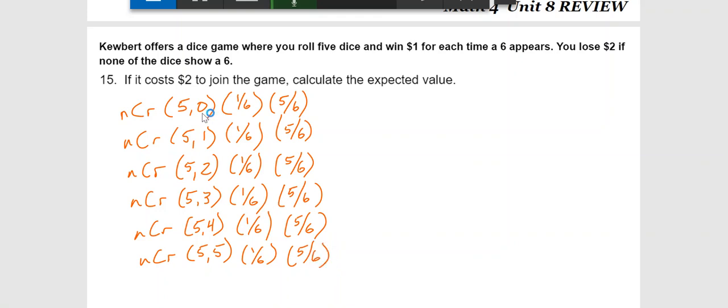There we go. Then we put in our exponents: the 0, the 1, the 2, the 3, the 4, the 5. 5 minus 0, 5 minus 1. We see that pattern coming. And so now we are ready for Desmos.